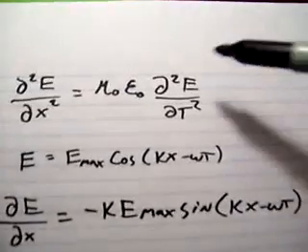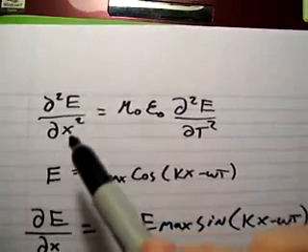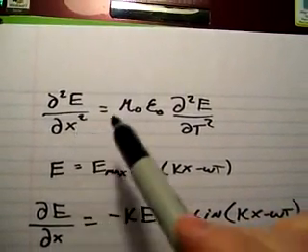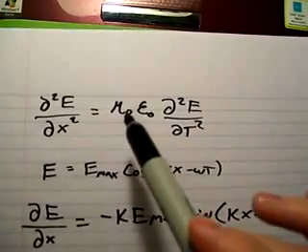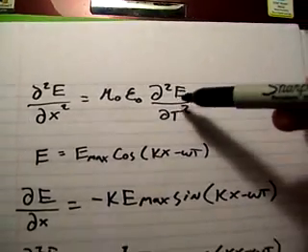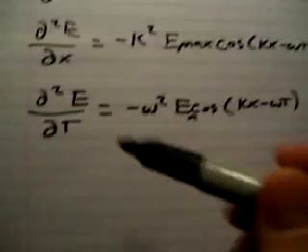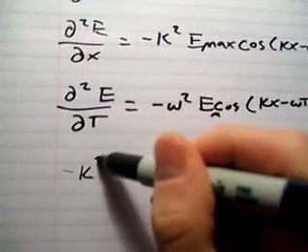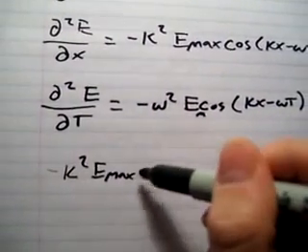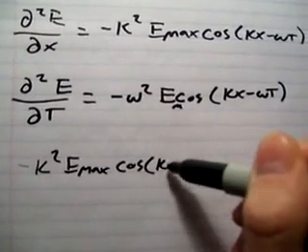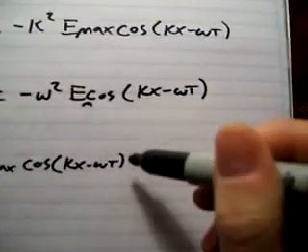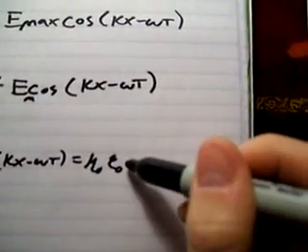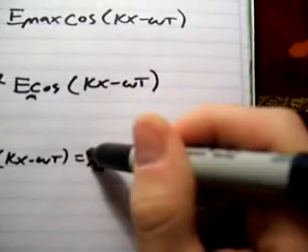And then basically, it's saying that the second partial derivative with respect to x is equal to these two constants times this second derivative with respect to time. So you just set them equal to each other. Negative.